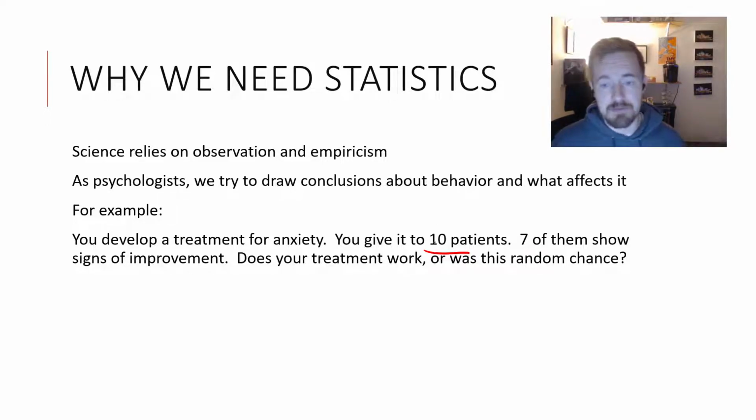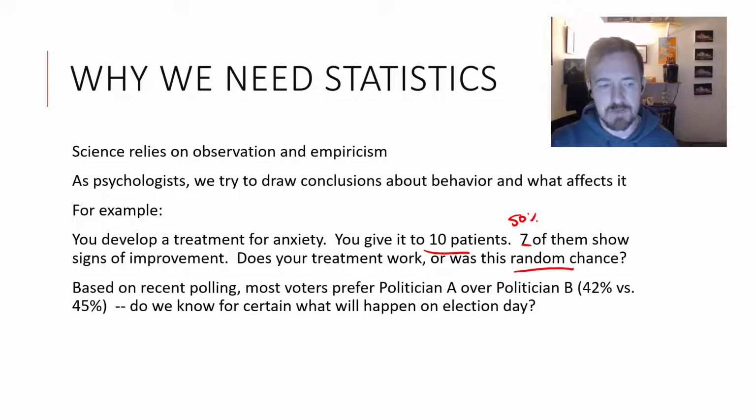So it can be very tempting. You give 10 people a treatment, and 7 of them seem to show signs of improvement. That feels like a win, right? But if we want to define random chance as 50%, then that means that we could expect that 5 of them are going to show signs of improvement just by chance, which means that 7 is actually only 2 better than chance. Does that mean it's effective, or does that mean that this is just random variability and random variation in behavior that makes it look like it actually works?